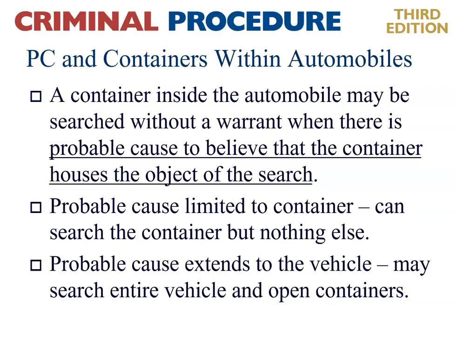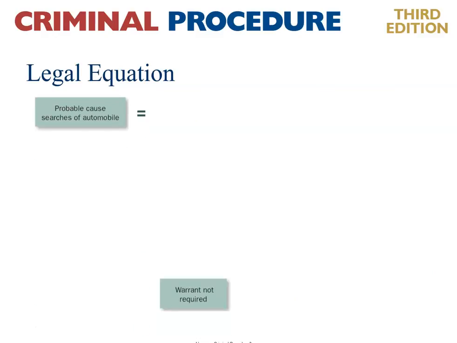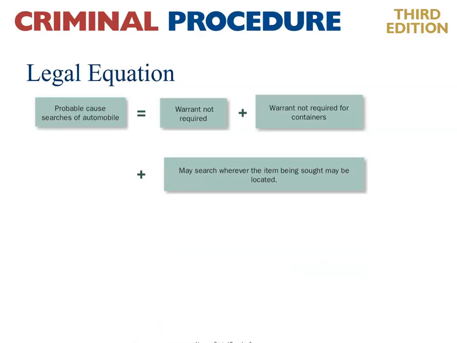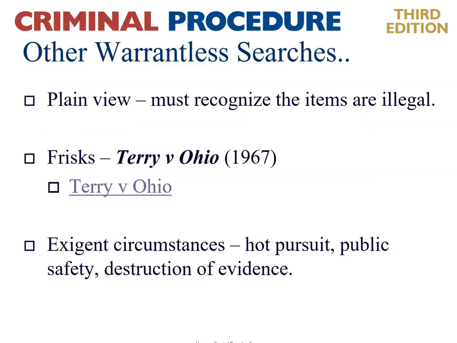What about probable cause that extends to the vehicle? The police have probable cause to believe that there are narcotics somewhere within a motor vehicle. They therefore may search the entire vehicle for narcotics and open without a warrant any containers that may house the narcotics. So again, some difference of opinion, some gray lines in there, but I tried to clear it up for you. Here is basically the legal equation. We talk about probable cause and other items.